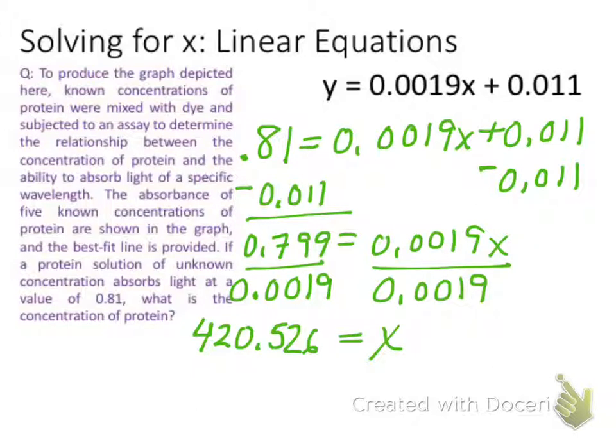Now I want to go back to the original calculation, 420.526. Again, we have two problems: too many significant digits, and also we don't have units on here, and we definitely should have units. So let's go back and look up here for significant digits. There are two in this calculation, so really we should be rounding this to 420.